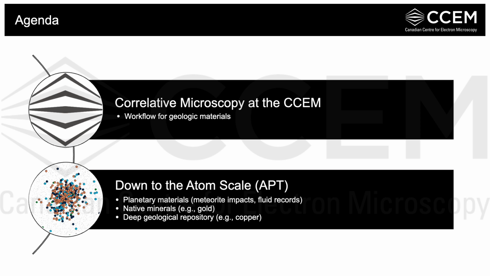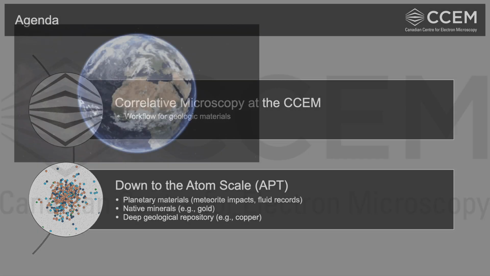So now that I've shown an example of a workflow for studying geologic materials that spans across a number of instruments and different resolutions, I'd like to now focus down to the atom scale and show some examples where APT data provides us with records of past geologic events and their timing. So this relates to our microstructural geochronology. And then I've also thrown in some examples looking at native minerals and our deep geologic repositories.